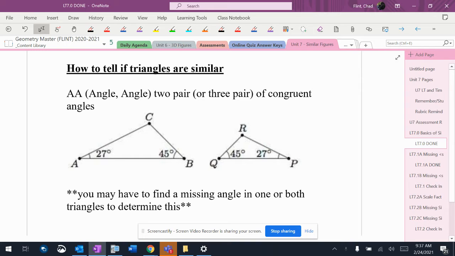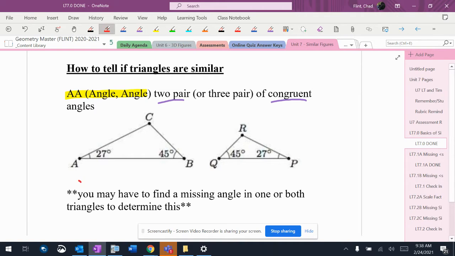similar? All right, so we did this a little bit with congruent earlier in the year. Now we're going to talk about it with similar. The most basic way is if you have two pair of angles that are the same. All right, so two pair of angles that are congruent. You could have three pairs, but you only need two. You have two pairs of angles that you can say are congruent. They have to be similar. All right, doesn't matter what the sides look like. We're just looking for two pairs of angles.